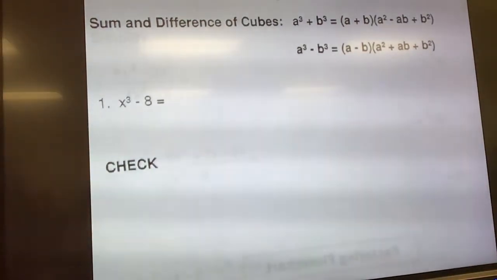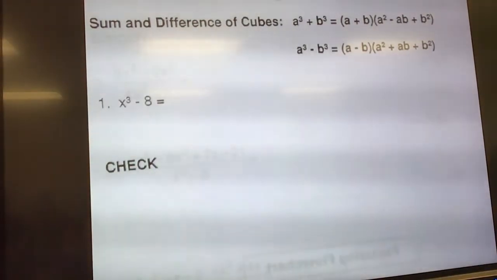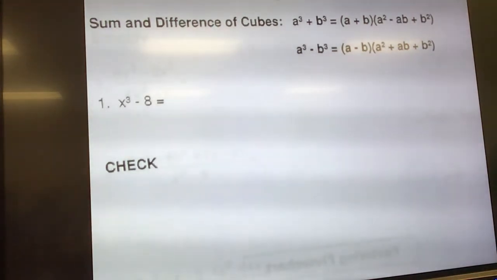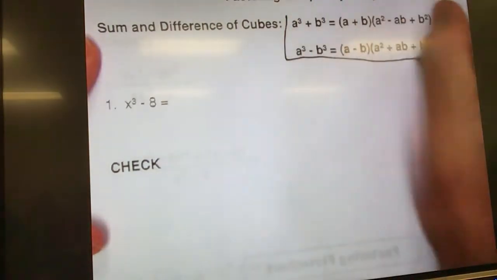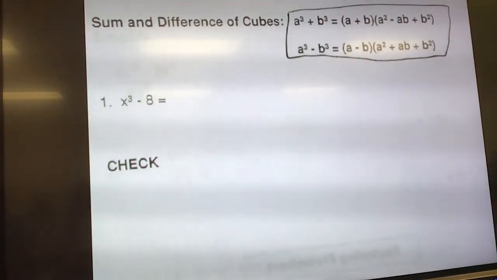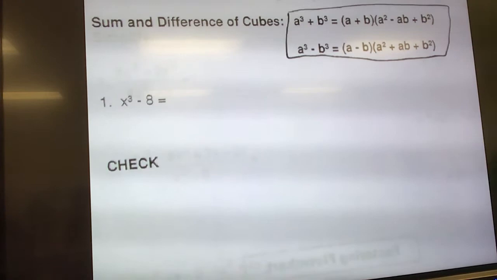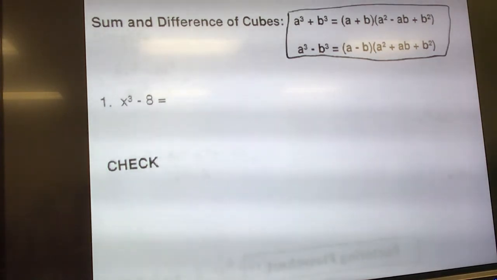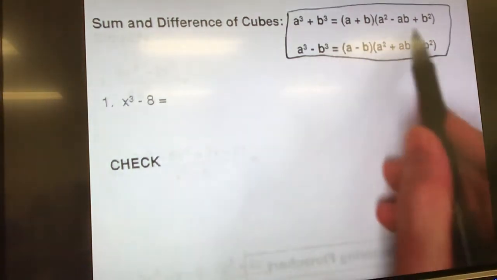All right, this is notes for 12-2. Okay, here's the key, right up top. Go ahead and box this. This is your key. This is what you will use as your sign indicator and follow along with the template for each one.